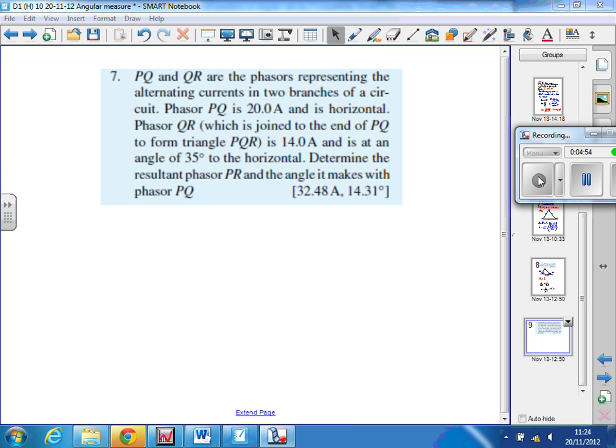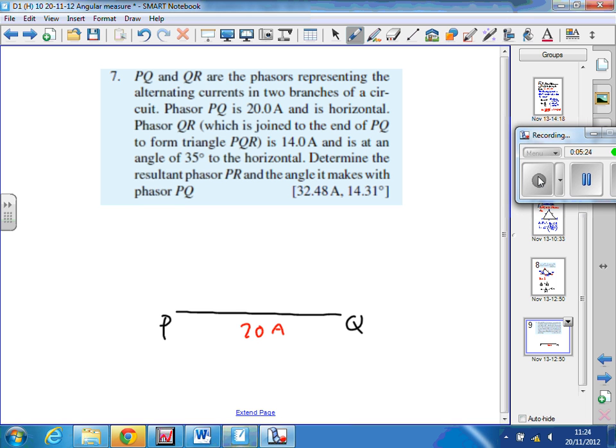PQ and QR are the phasors representing the alternating currents in two branches of a circuit. Phasor PQ is 20 amps and is horizontal. So I know that I could draw a line now, a horizontal line, call it PQ, and that would be 20 long. So this would be, say, P, this will be Q, and that will be 20 amps in this case.